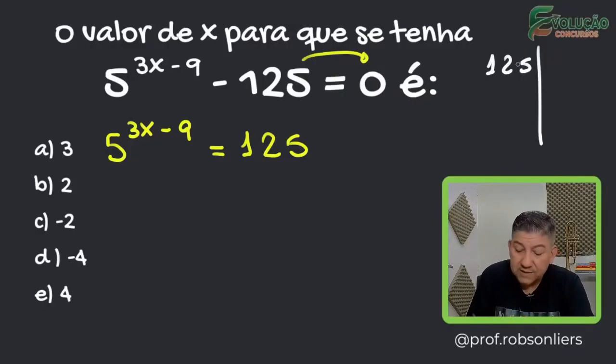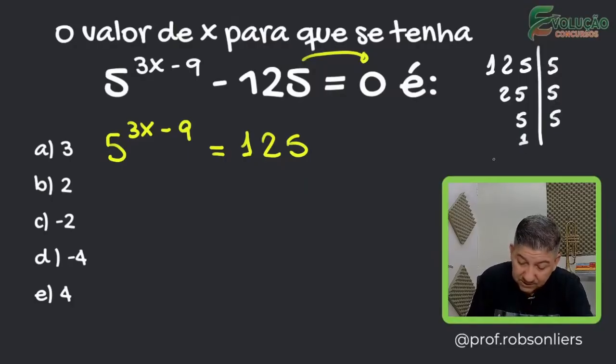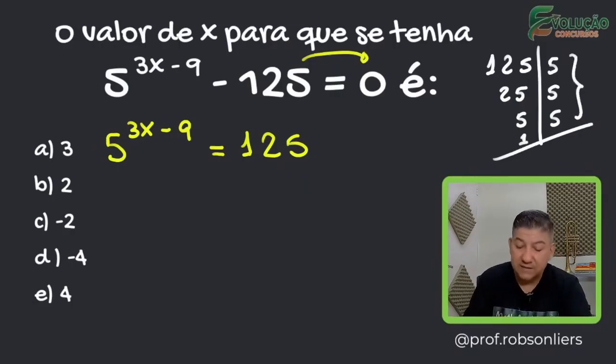We just need to factor 125 by 5 here. 125 divided by 5 is 25. 25 can be divided by 5. 25 divided by 5 is 5. 5 can be divided by 5. 5 divided by 5 is 1. We've finished our decomposition. Notice that 5 appeared 3 times here. That is, 125 in base 5 is 5 raised to the power of 3, or 5 cubed.